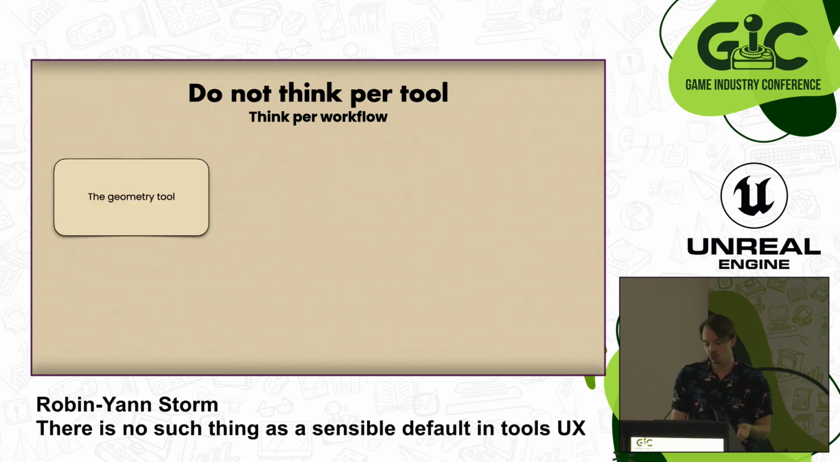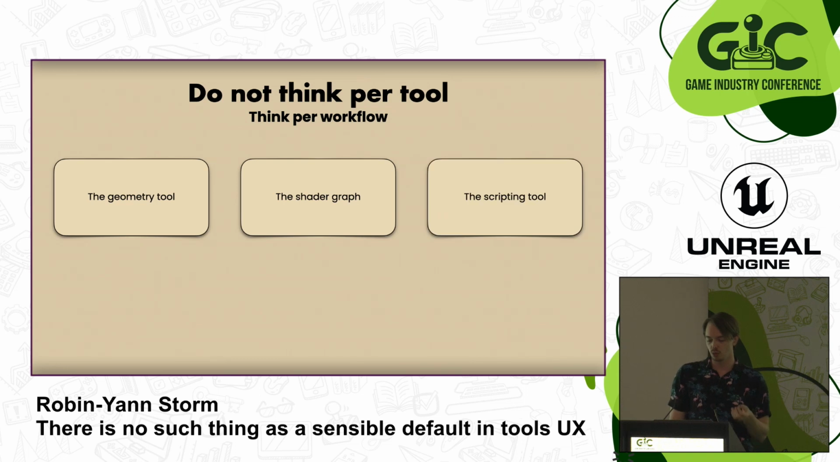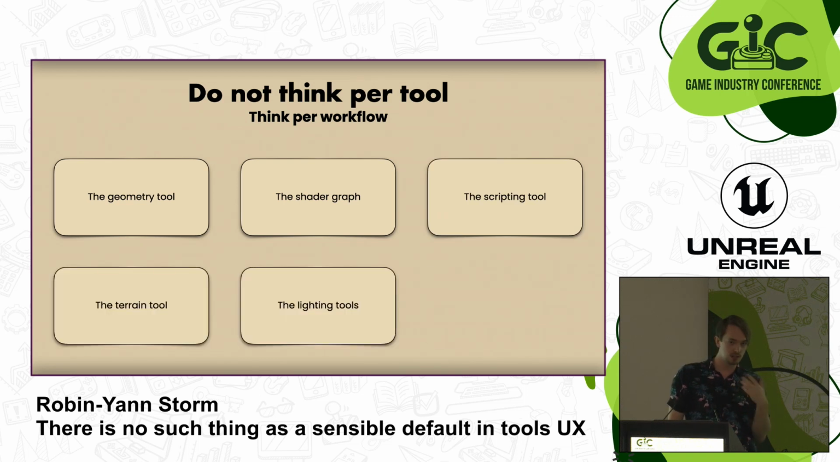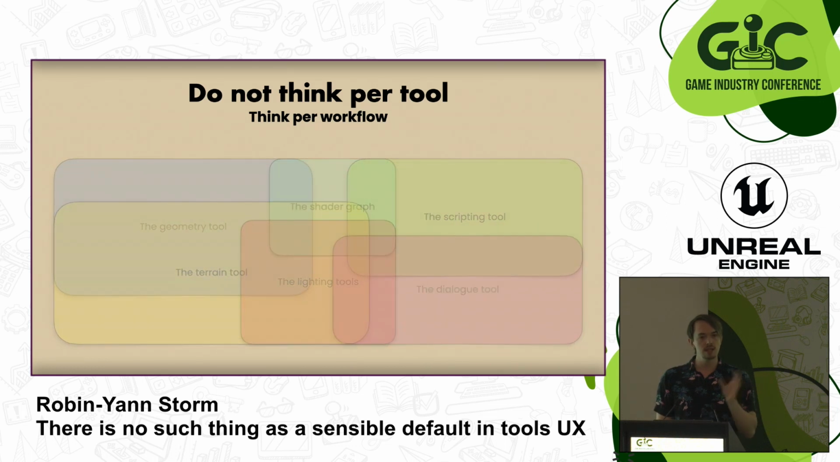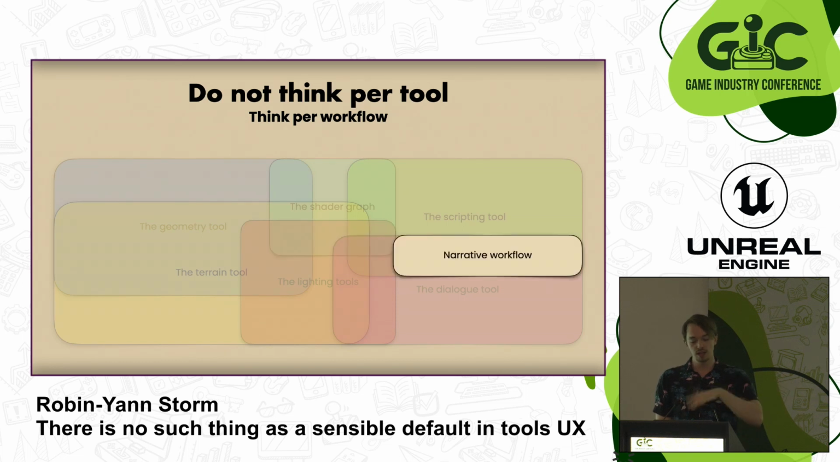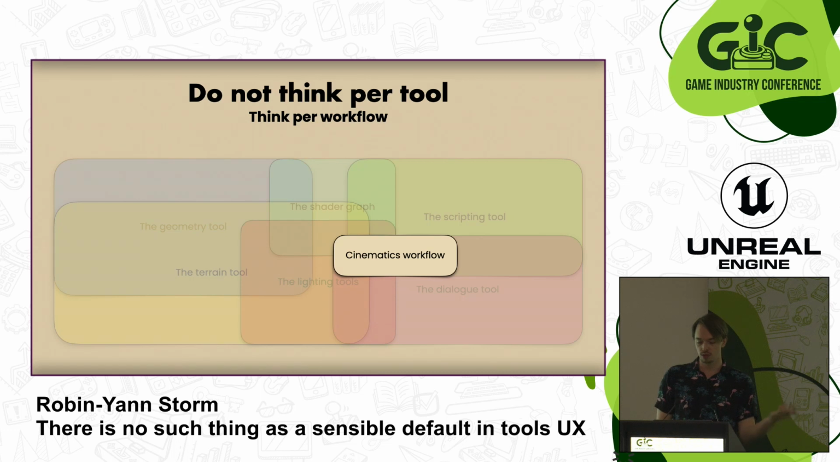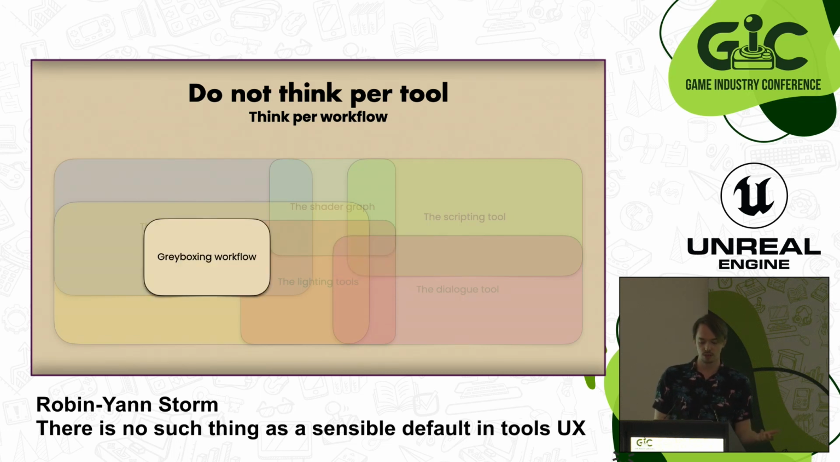So if you have a geometry tool, a shader graph, a scripting tool, a terrain tool, a lighting tool, and a dialogue tool, yes, they're all separate and usually created separately, but when a user is using them, they blend together. Here's the combat workflow, you use these tools. Here's the narrative workflow, you're using these tools. Here's the cinematics workflow, you're using these tools. Here's the graybox workflow, you're using these tools. You can't think of these tools as individual things that people will use to get from A to Z to a finished product. They're going to use them throughout each other.